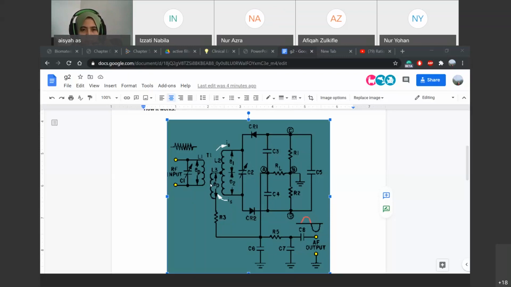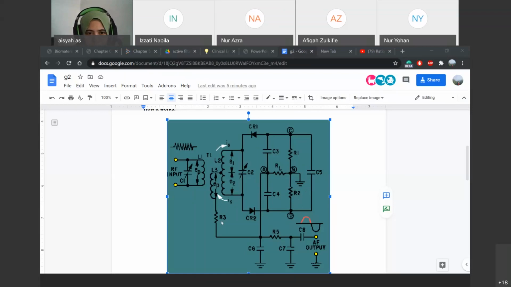And then we also have L3. It provides additional inductive coupling, which will reduce the loading effect of the secondary on the primary circuit. And then in the circuit, we also have C5. The C5 works as a smoothing capacitor. It will keep the voltage approximately constant when CR1 and CR2 are reverse biased during the negative part of the FM signal cycle. And then we also have R3.